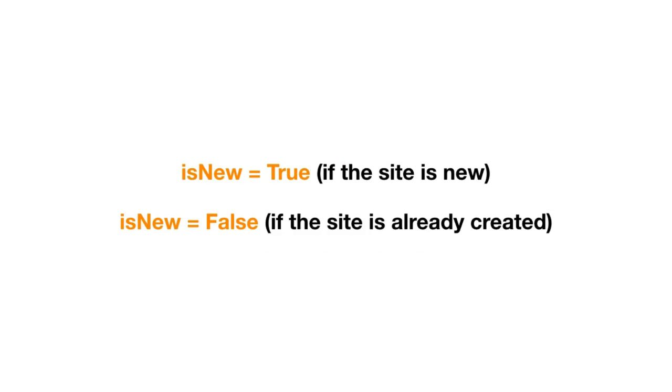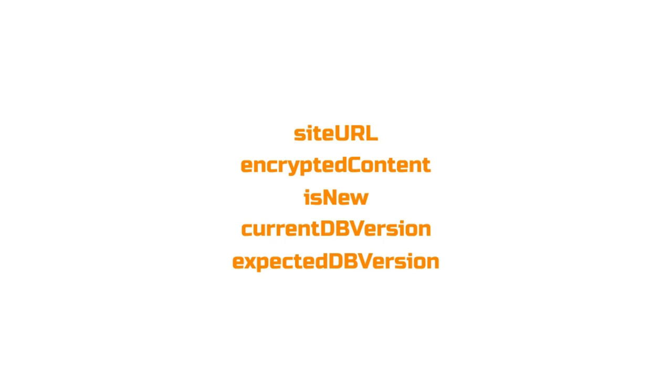Is new is a parameter which tells if the link that you are trying to open is a new site or an already existing site. In this case, it's going to be false since the site is already created and it's not new. We will talk about current DB version and expected DB version later.